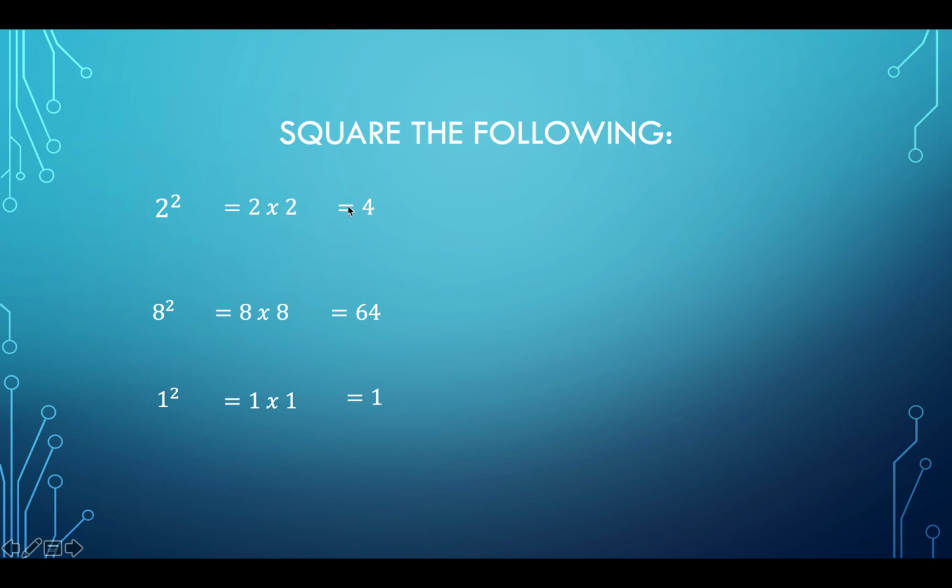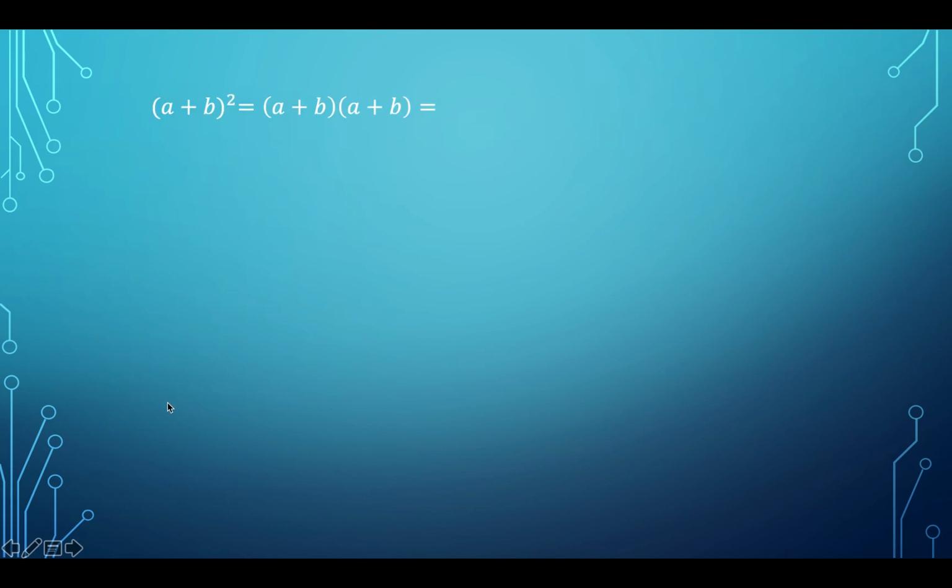And the same thing, if we wanted to find the square root of these, what number multiplied by itself would give us 4? 2. What number multiplied by itself would give us 64? 8. What number multiplied by itself would give us 1? 1. So let's practice this one.